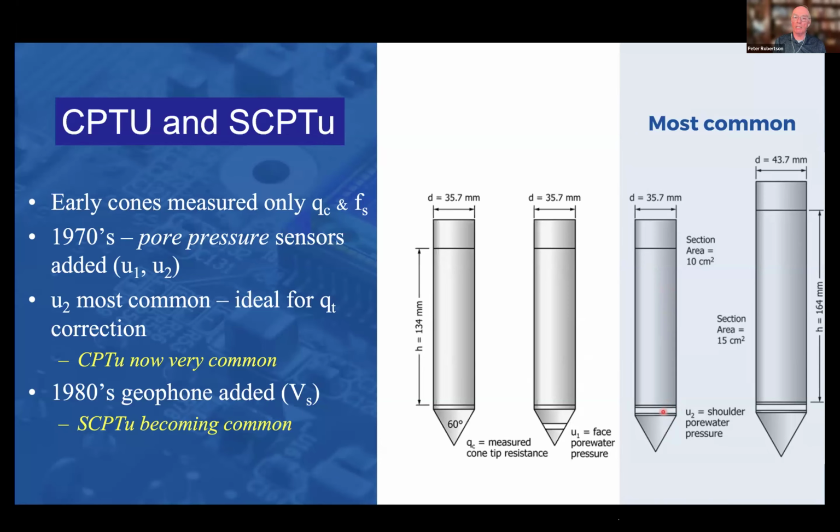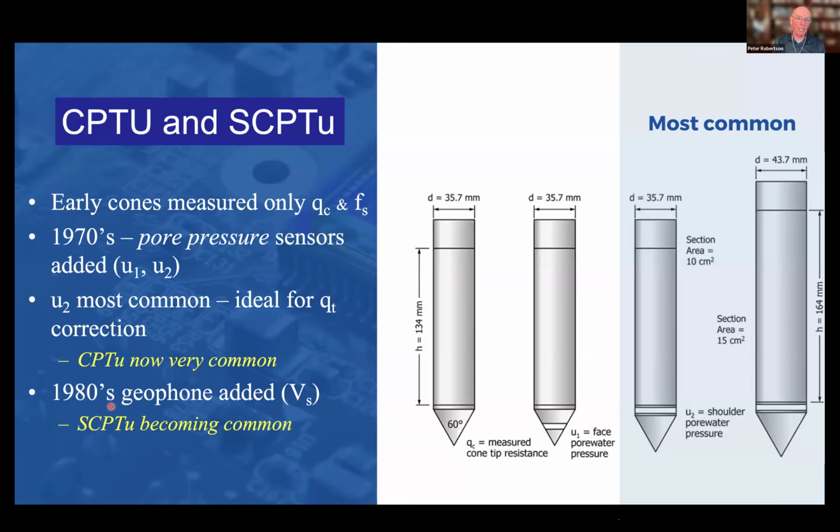So the most common one is where you measure it on the shoulder, sometimes referred to as the U2 location. U1 is on the face, U2 is on the shoulder, and some people have put a U3 behind the sleeve, but that didn't become very popular, so U2 tends to dominate. Most cones are designed so that you can unscrew the conical tip and replace it with a face U1 pressure sensor if you want. So you can measure either U1 or U2 with the same cone. It doesn't need any special changes. So U2 has become now the most common location.